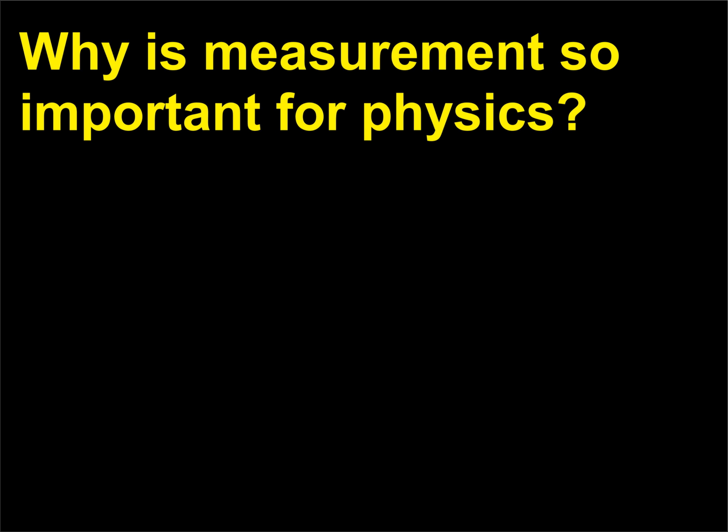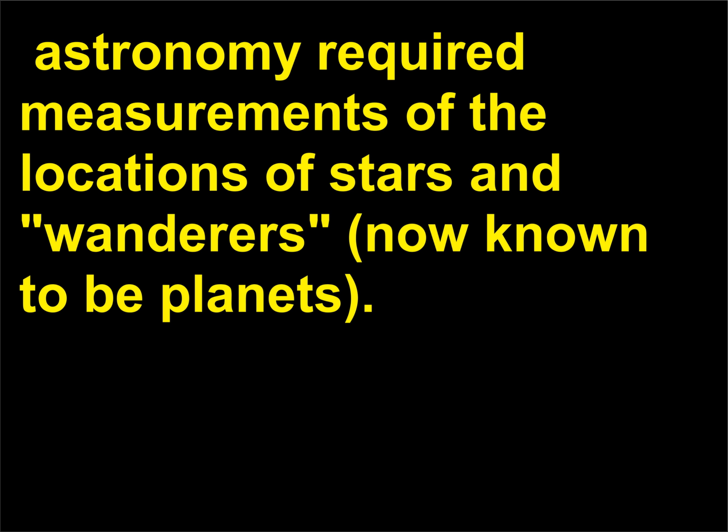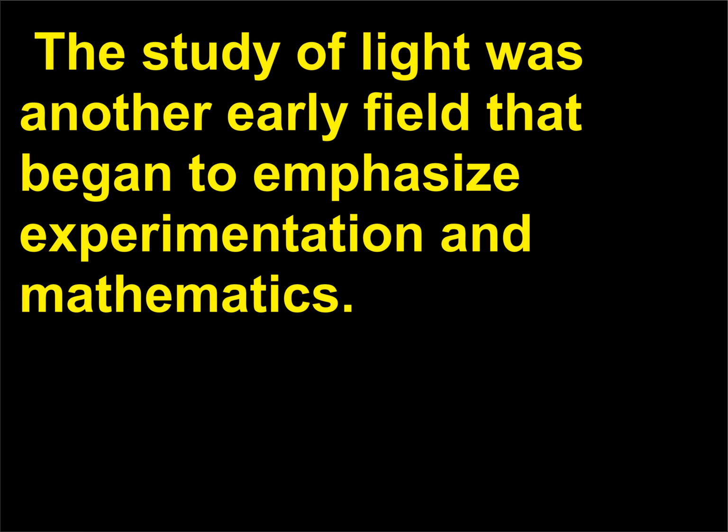Why is measurement so important for physics? While Aristotle, 384 to 322 BCE, emphasized observation rather than measurement or experimentation. Astronomy required measurements of the locations of stars and wanderers, now known to be planets. The study of light was another early field that began to emphasize experimentation and mathematics.